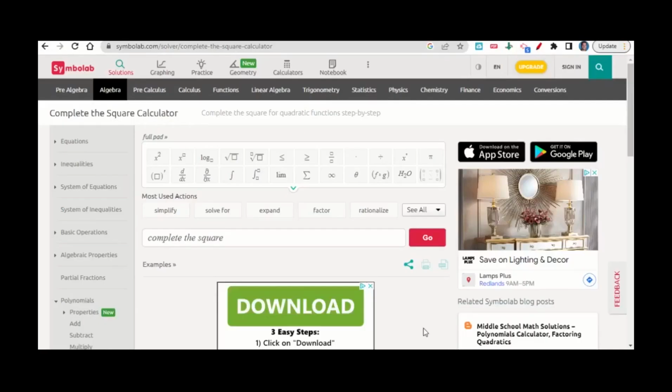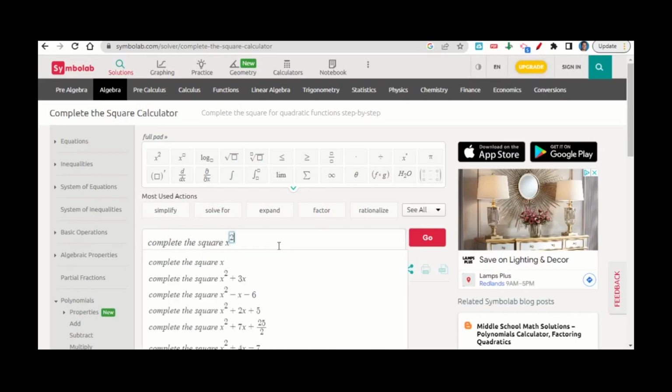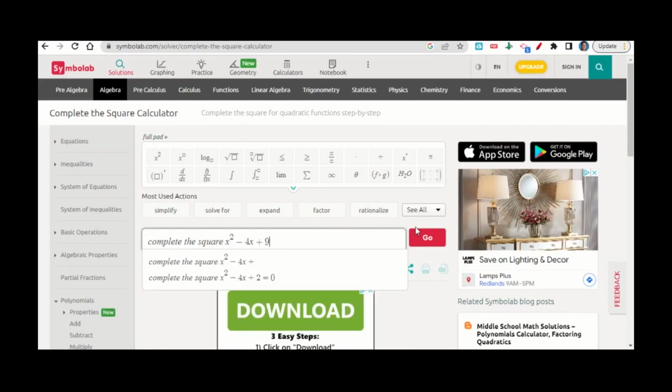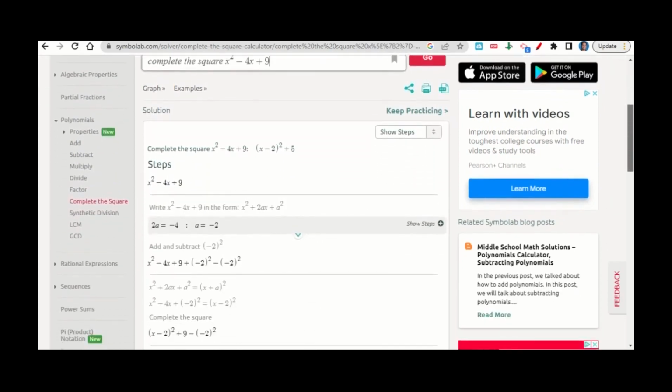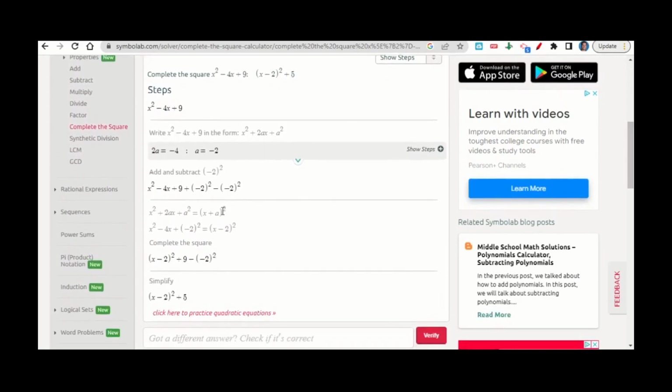Let's take a look now at how we can use Symbolab to check our work when working with completing the square. So we go to Symbolab and we go to the completing the square calculator. We're going to type in our equation. Let's say it's x squared minus 4x plus 9. We click go. It shows us what it should be at the end, which is (x minus 2) squared plus 5. If we scroll down, it'll actually show us the steps of how to get there. So this is one way that you can check your work when completing the square using Symbolab.